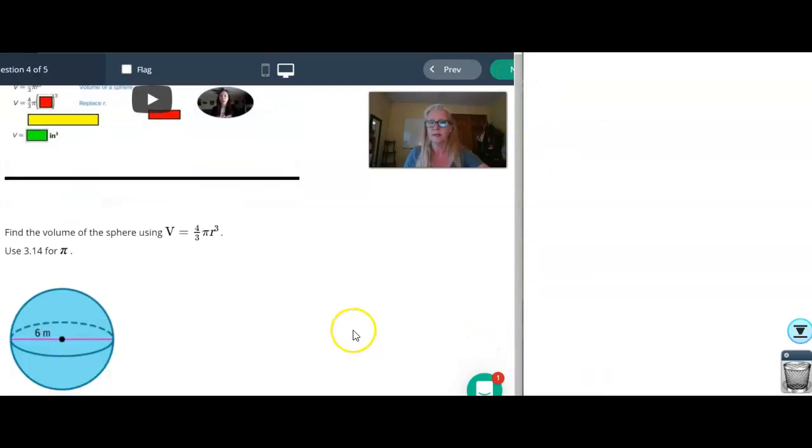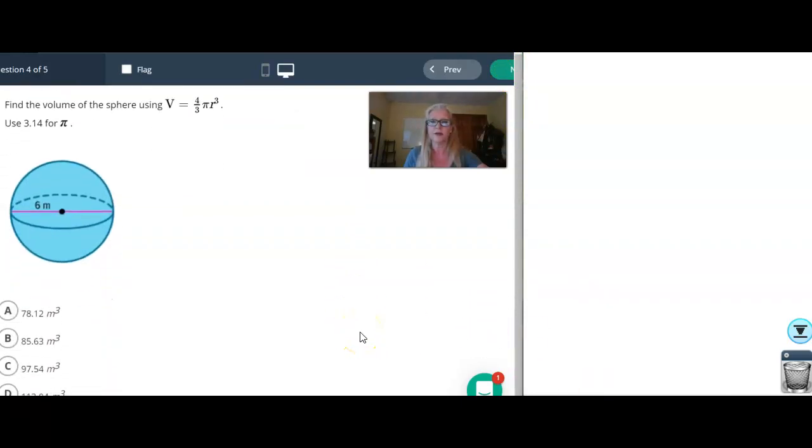This one, as always, there's a pattern here. The next question has given you diameter instead of radius. So the first thing you have to do is ask yourself, what is the radius of the sphere? Well, you can see that the diameter is 6. So the radius would be half of that, or 3.